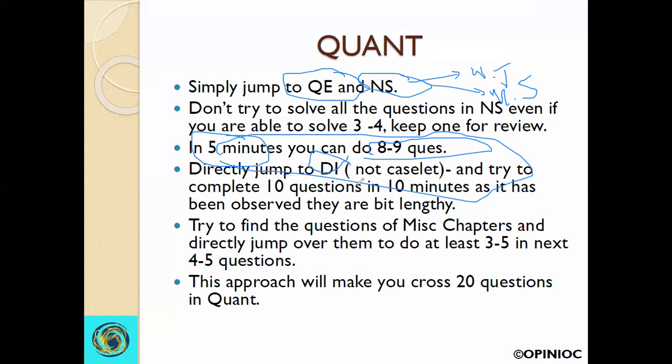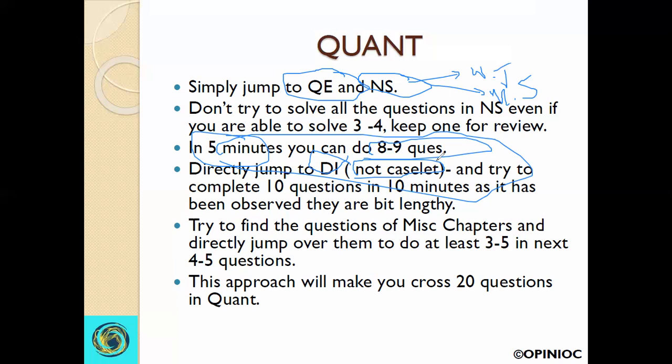It will be either bar graphs, pie charts, or line graphs. Here, your approach should be, if there is some Caselet DI, you should not touch that in the first 10 minutes. In all the DIs, you should approach those DIs whose values are given. You have to just compute, analyze, and give the answer. You should not do the Caselet DI.